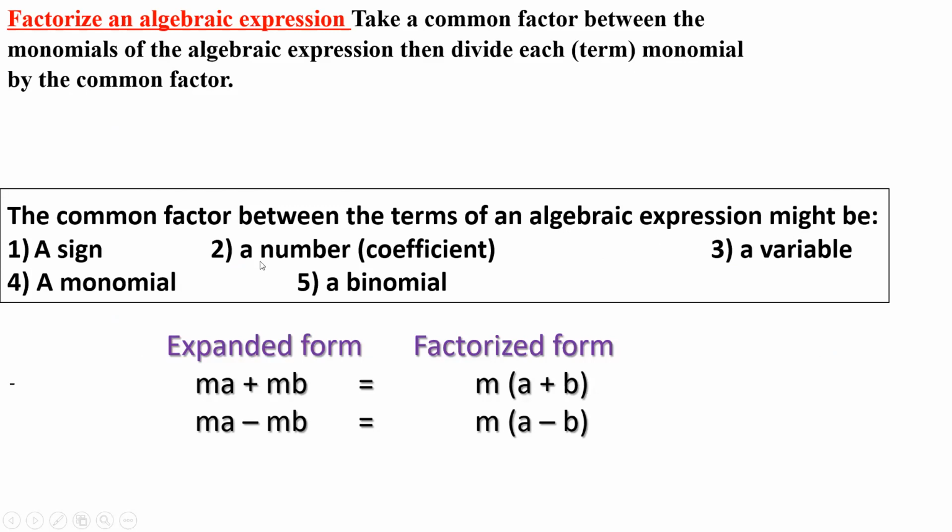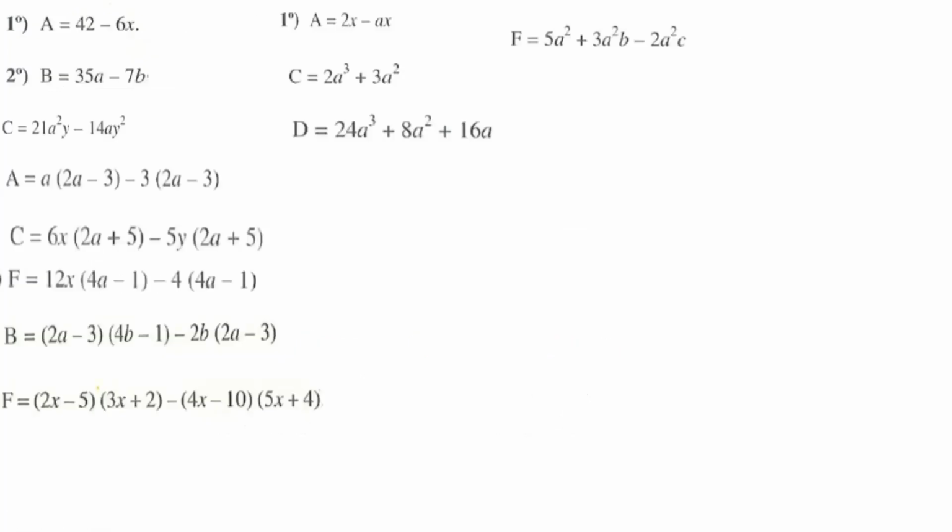The common factor between the terms of an algebraic expression might be, so what can the common factor be? It can be a sign, it can be a number or a coefficient, a sign and a number. It can be a variable, a monomial, or a binomial. So I will have this form, which we call the expanded form without parentheses. After I factorize, I get the factorized form, an algebraic expression with parentheses. Let us solve these examples.